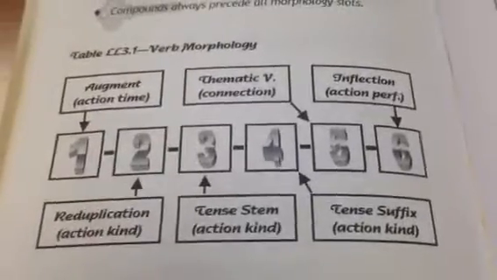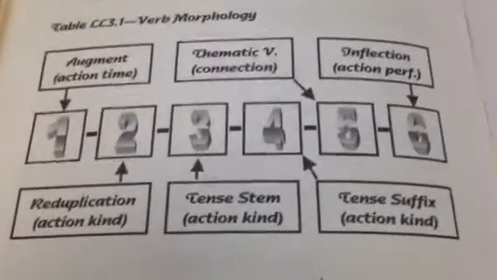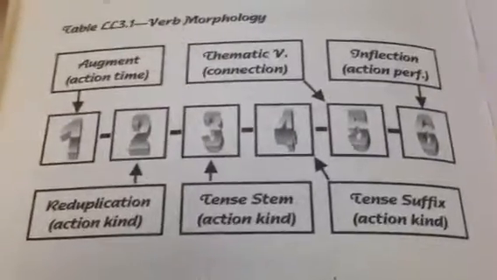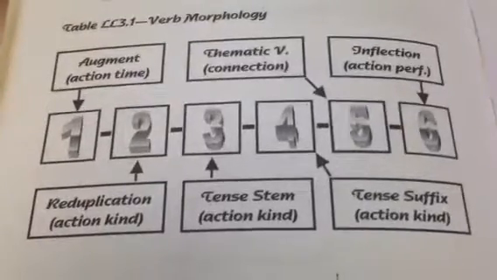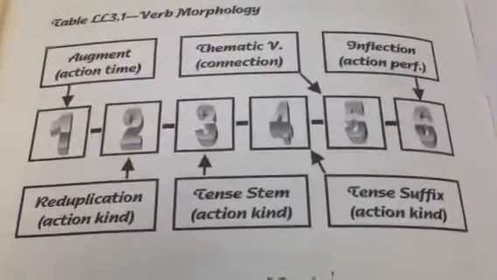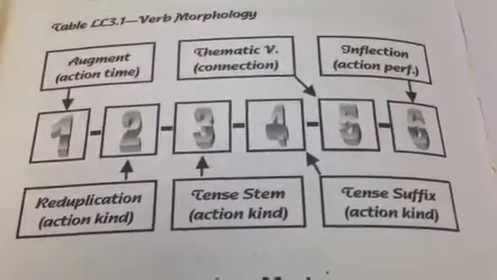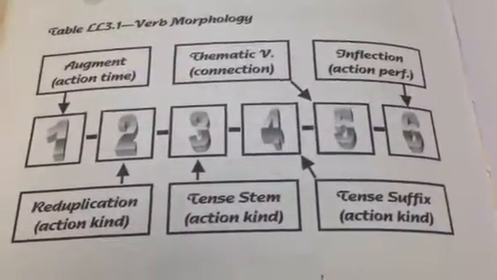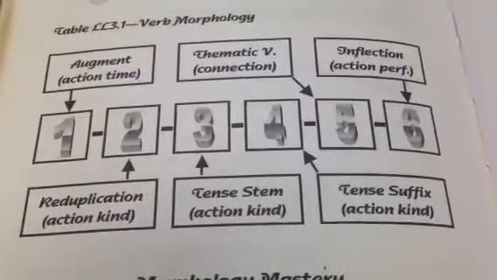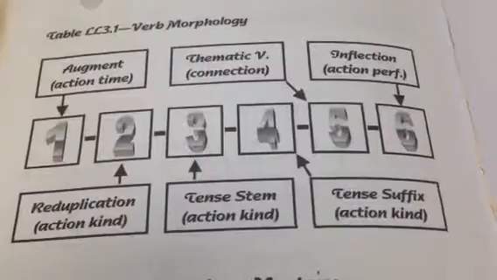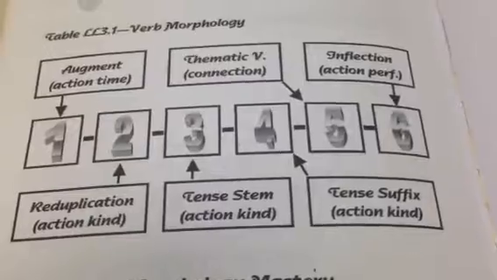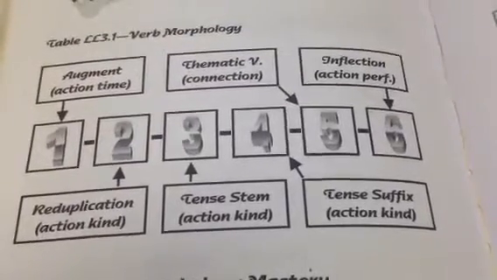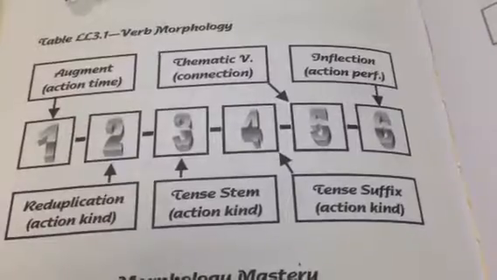And what I like here that Stevens does is he presents verb morphology in 6 easy boxes. And from now on, whenever we discuss new verbs, I want you to go back to these 6 boxes. Box number 1 represents the augment or action time, and for the imperfect tense we will see that we use the augment. Box number 2, we will wait with that for a while, but that represents reduplication or action kind. Box number 3 we've seen already, because that represents the tense stem, and we find that of course in every principal part, action kind.